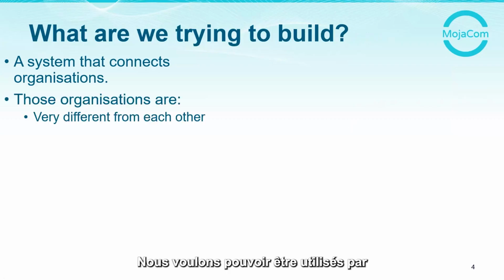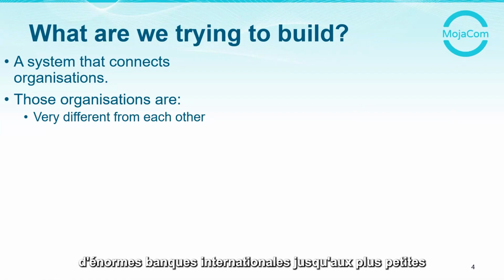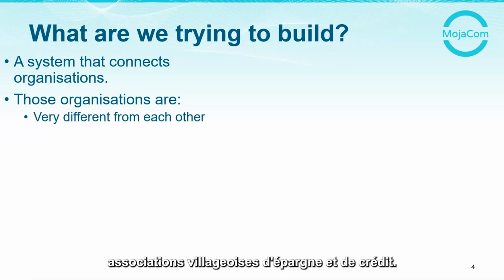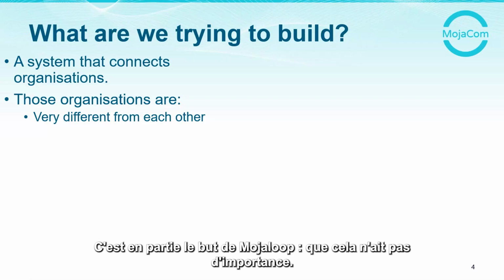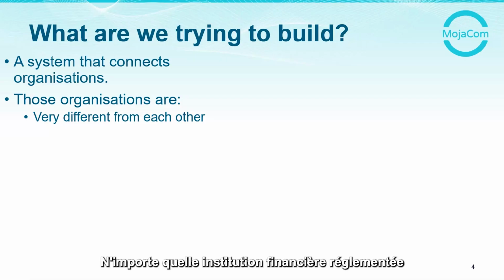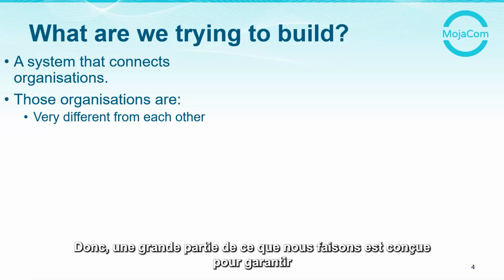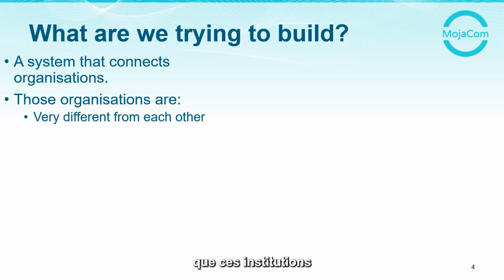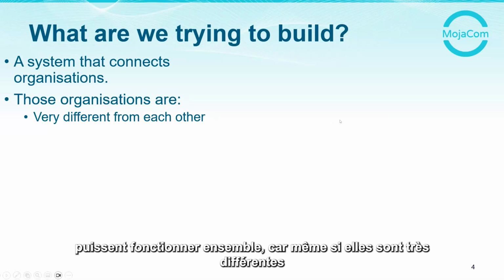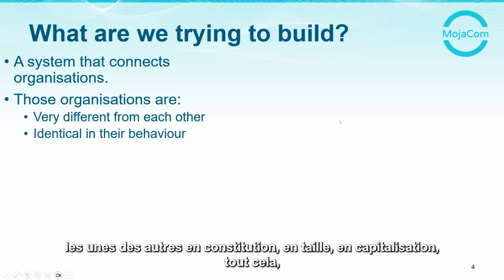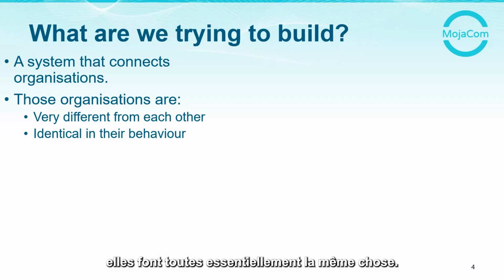We want MojaLoop to be able to be used by huge international banks, all the way down to tiny village savings and loan associations. That's part of the purpose of MojaLoop, is that it shouldn't matter. Any kind of regulated financial institution should be able to join a MojaLoop scheme on the same terms as the largest bank. So a lot of what we do is designed to make sure that these institutions can operate with each other, because although they're very different from each other in constitution, in size, in capitalization, all of those things, essentially they're all doing the same thing.